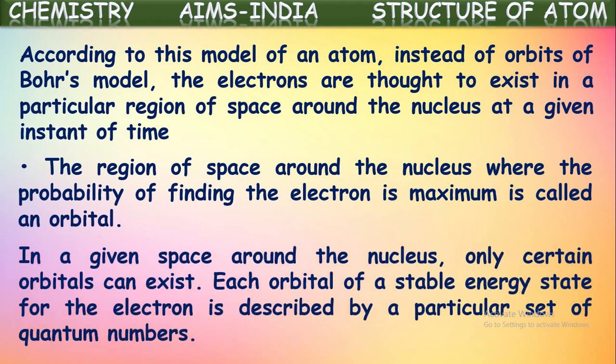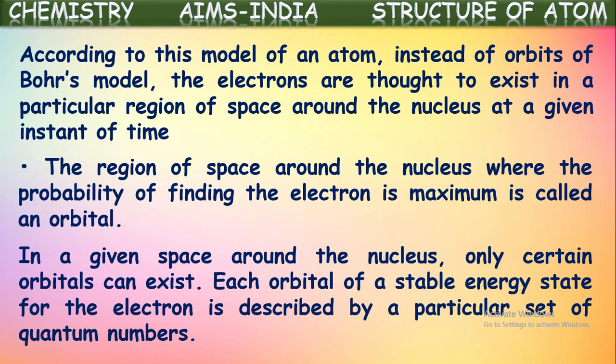In a given space around the nucleus, only certain orbitals can exist. Yes, electrons do not exist in all the spaces. Only in certain spaces is the electron finding probability maximum. That means orbitals exist only in certain places. Each orbital, a stable energy state for the electron, is described by a particular set of quantum numbers.